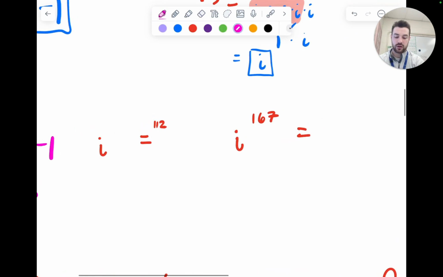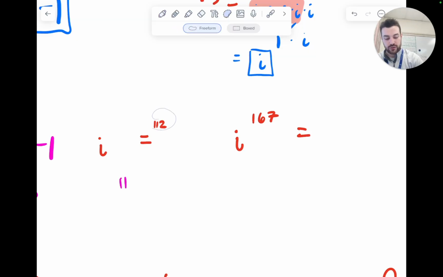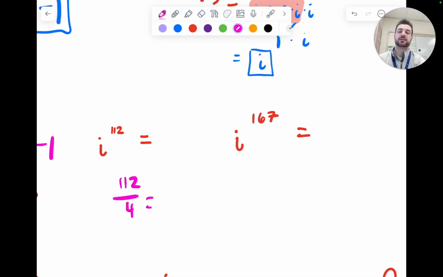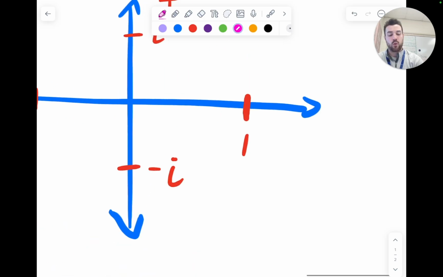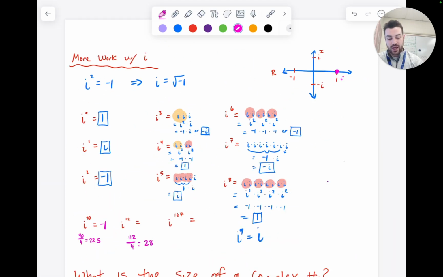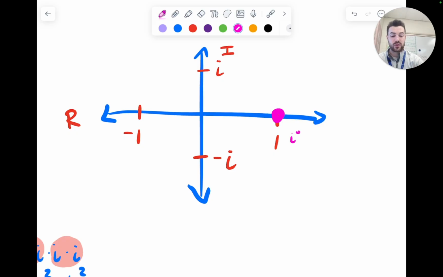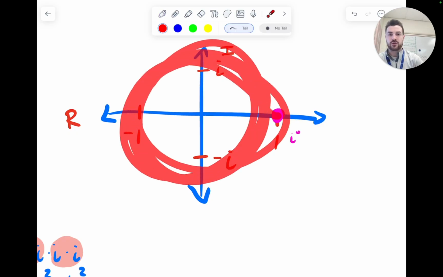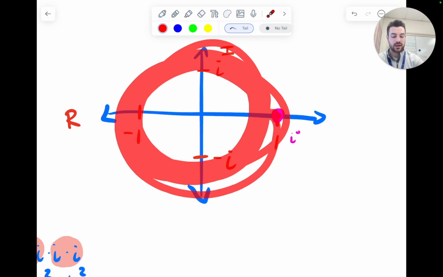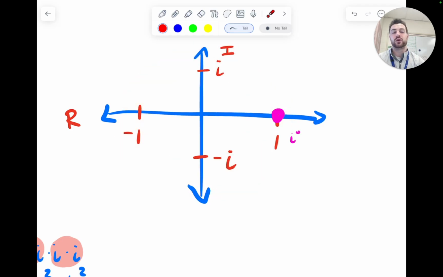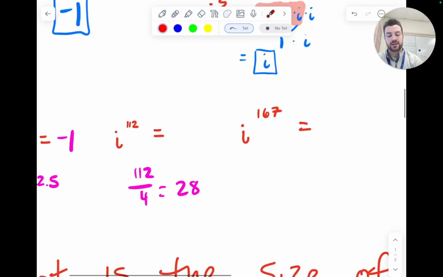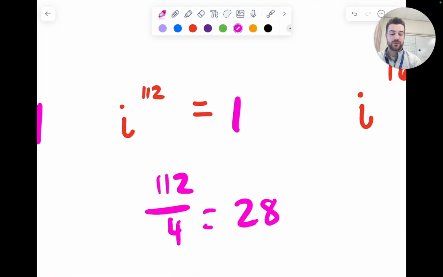We have 112. 112 divided by 4, well, that looks like it's going to go in evenly. So 112 divided by 4 is 28. So what that means is starting at 1, and the reason we start here, remember, this is i to the 0 power, we are going to end up taking 28 full trips around our circle and ending up right back where we started, which is at 1. So that means i to the 112th power is 1.